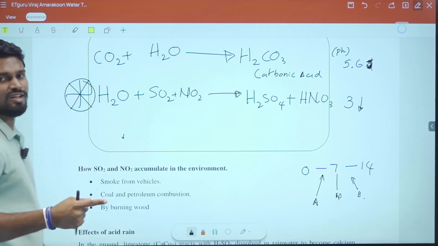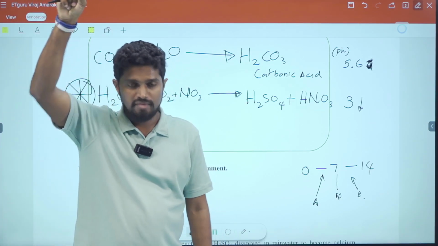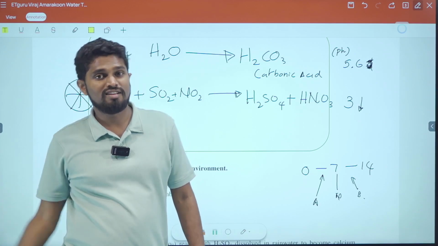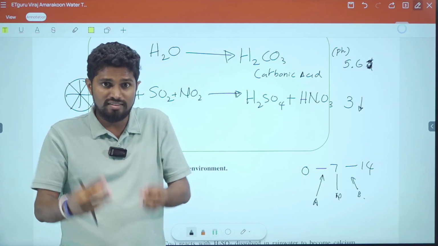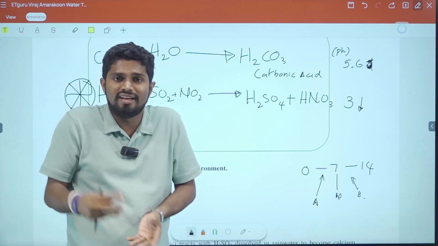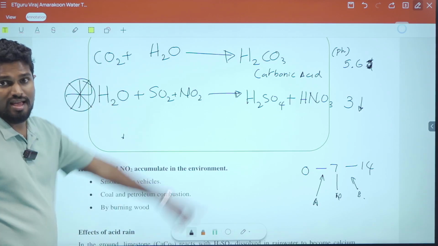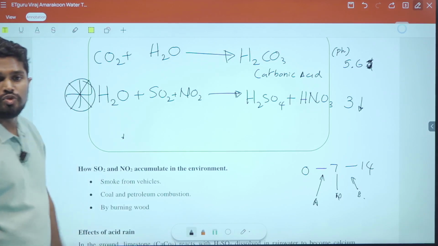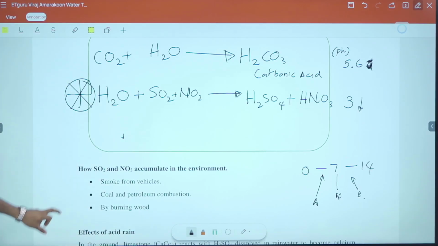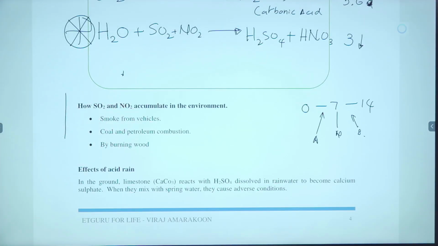Okay, then, you know, in the cloud there is water. What happens to this water? Sulfur dioxide and nitrogen oxide go in there and react with the water, creating sulfuric acid and nitric acid. Okay, the pH value of that acid is less than 3, which means it is a very strong acid. According to that, these are the reasons: sulfur dioxide and nitrogen dioxide.